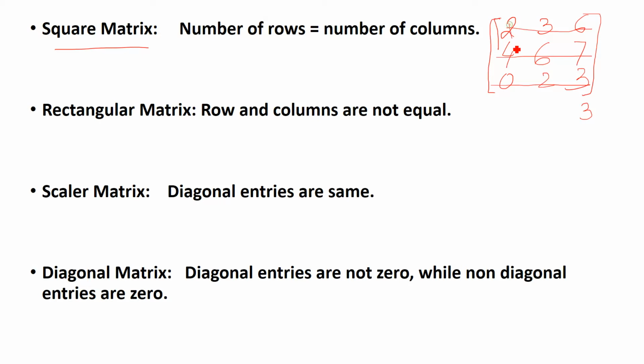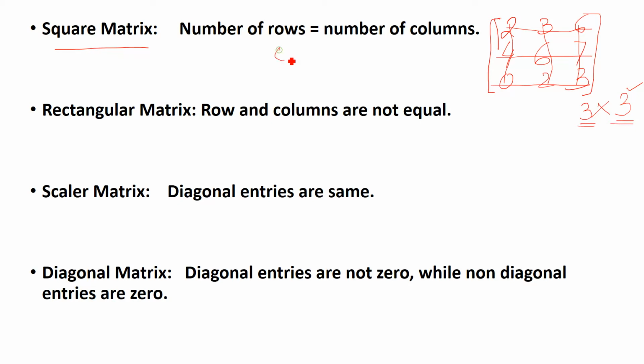How many columns do we have? One column, two columns, and this is the third column. So we have 3 columns, 3 rows, and we have to write down the dimensions as 3 by 3. It is called 3 by 3. The first represents the rows, the second represents the columns. So if the number of rows is equal to the number of columns, it is called the square matrix.